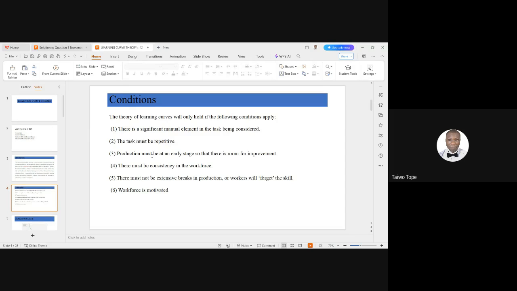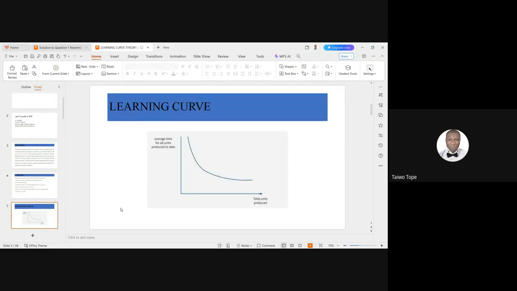So there must not be extensive breaks in production, or workers will forget the skill. So it's still in relation to being consistent. There must not be too much production downtime. Production must always continue. There shouldn't be cessation in the production process, so that these learning effects can be measured as appropriate. And also workers must be motivated. There must be motivation for workers to give in their best in performing a particular task.